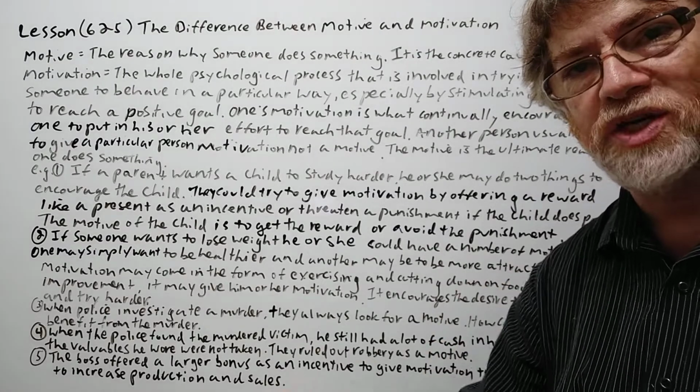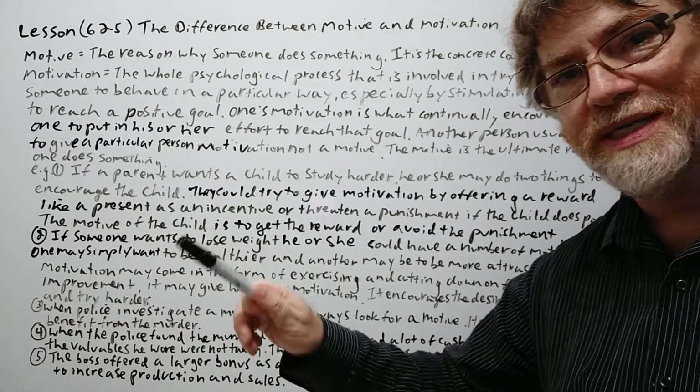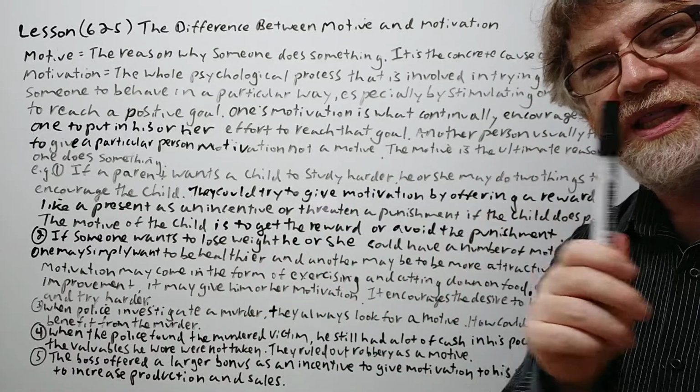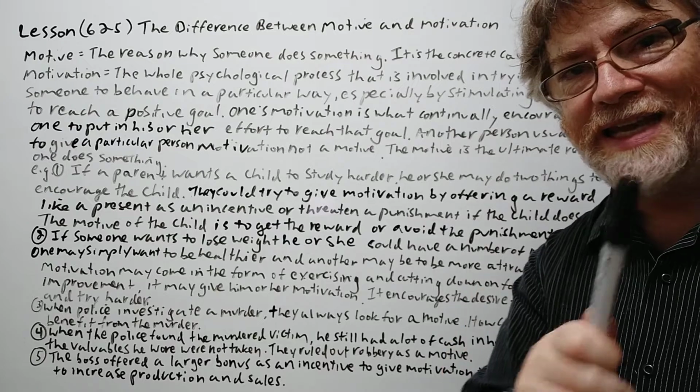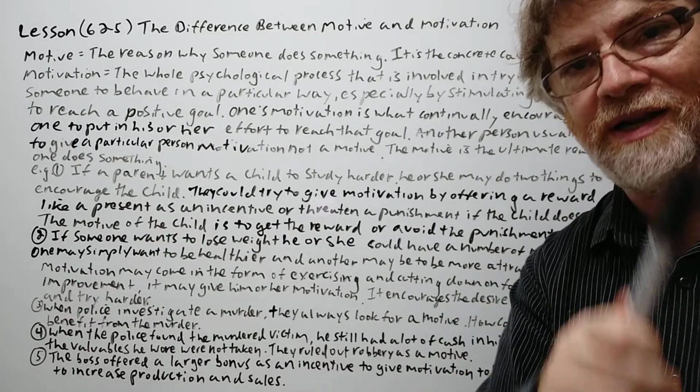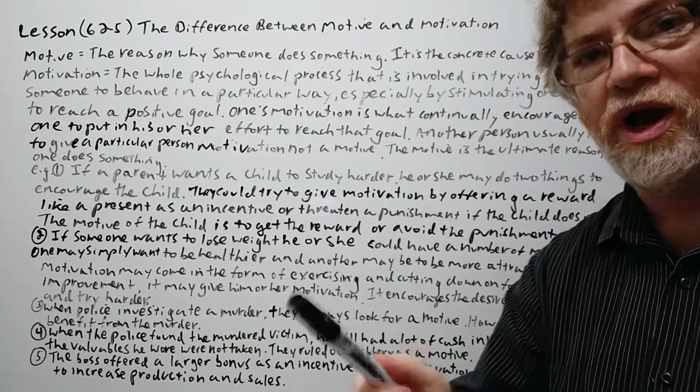So the parent's action is the motivation. That's what's trying to stimulate their child. The getting the reward or avoiding the punishment, that is actually the motive. That's the final reason why the child would try harder.